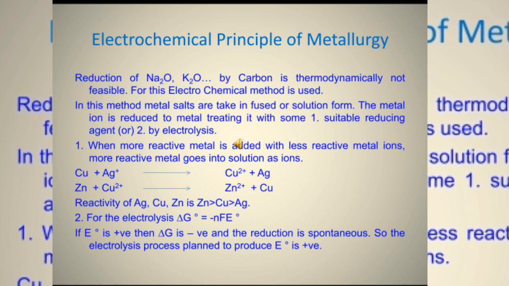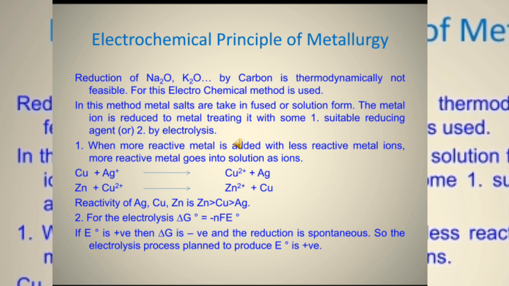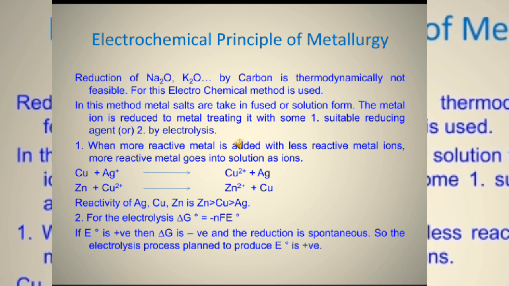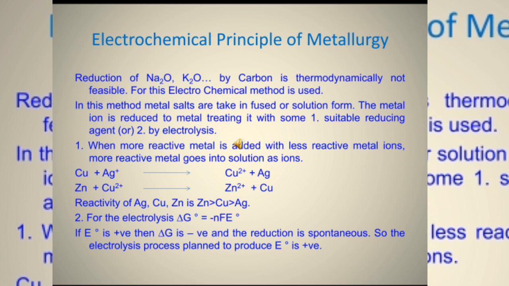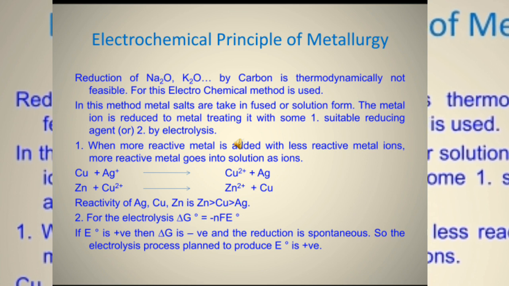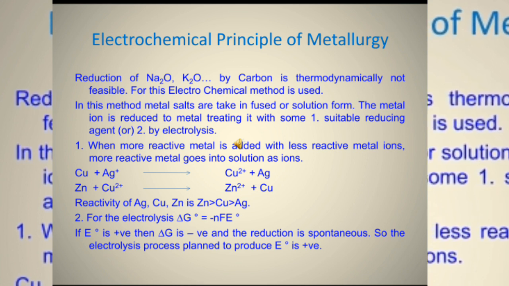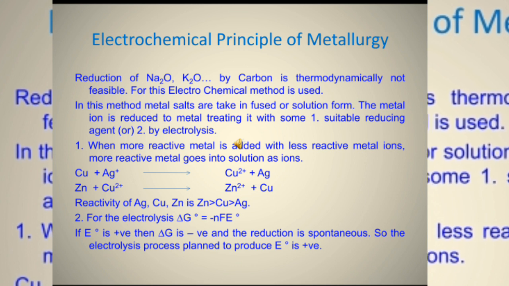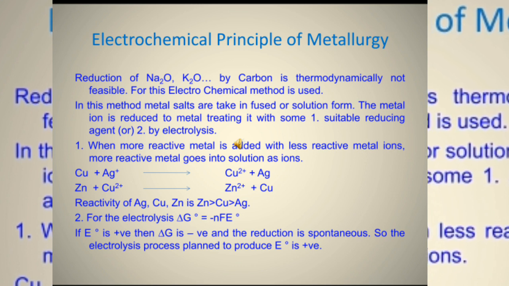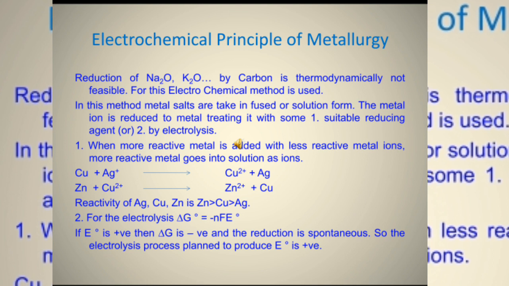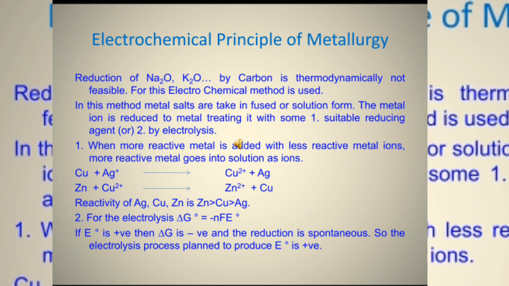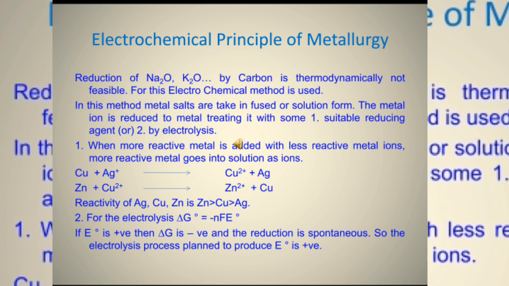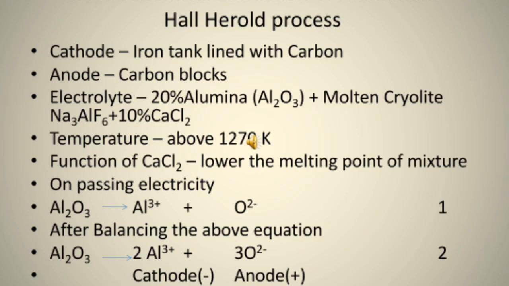If E degree is positive, see the equation: in the equation it is given as negative. What we have already told is that for a spontaneous reaction, the delta G value should be negative. So we get the negative by applying E degree as a positive value. So for the electrolysis process, we have to plan so that the E degree value, that means the standard EMF value, is positive.